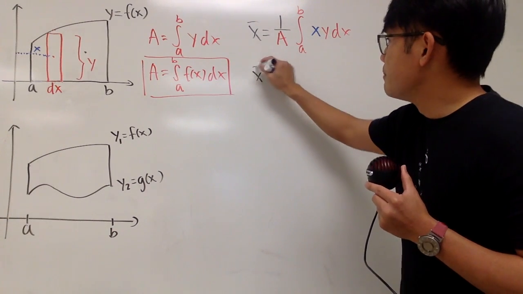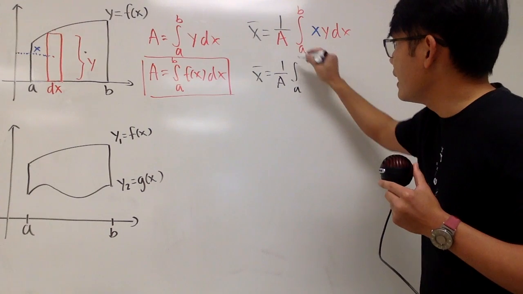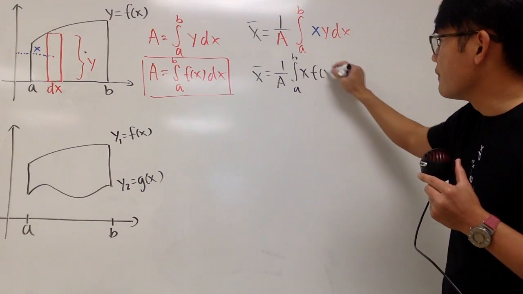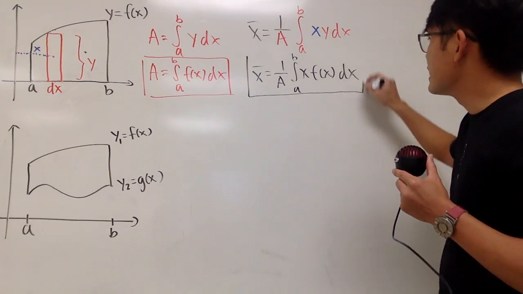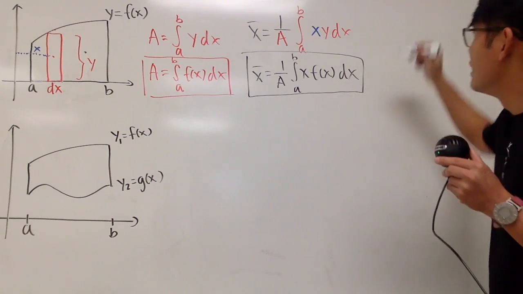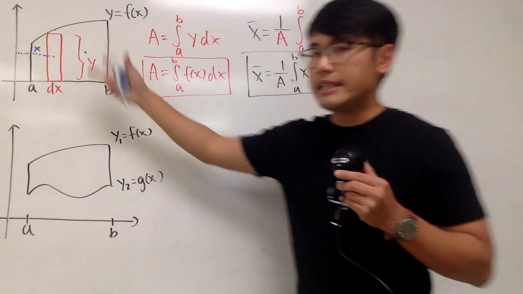Ladies and gentlemen, x bar is equal to 1 over A times the integral from a to b, x times the function, namely f of x times dx. So this is the x bar formula. Now let's talk about the y bar. Y bar is of course the y coordinate of the centroid.